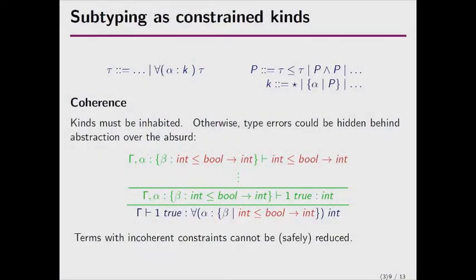Then there is a problem that appears. Now that we have multiple bounds, we have to be careful that our kinds are inhabited. Otherwise, we could just hide type errors under inconsistencies in kinds. So here is an example. We could type 1 applied to true and give it type int by assuming that it's polymorphic over some variable alpha of this inconsistent kind that assumes that int is below bool row int. And if we didn't check the consistency of kinds, we could do a derivation where this inconsistency goes from the hypothesis onto the right-hand side, and we'd be able to type that. So terms with incoherent constraints cannot be safely reduced.